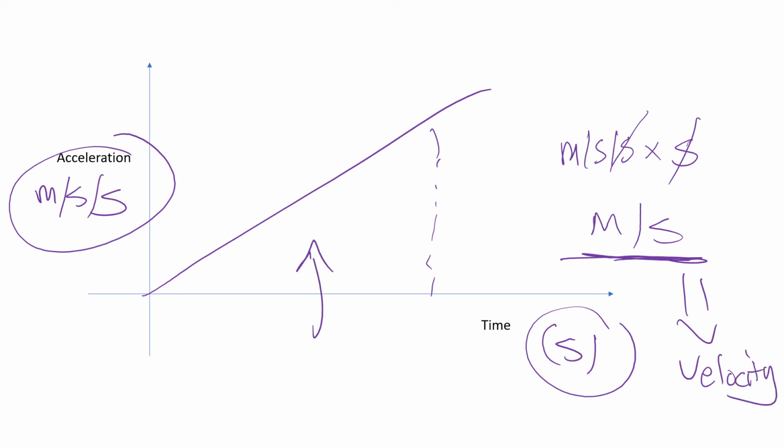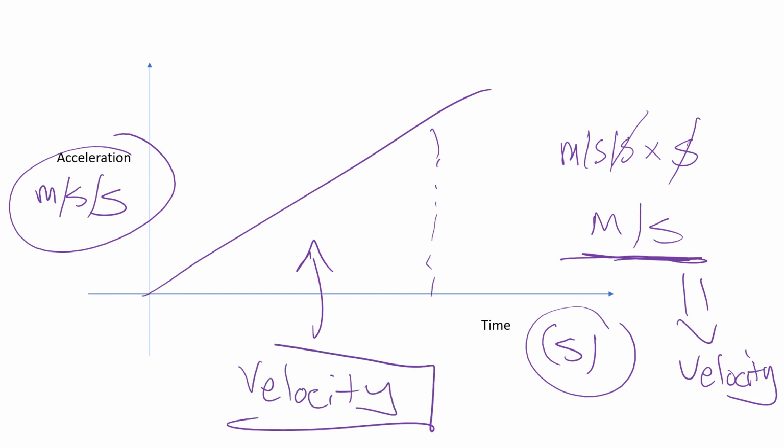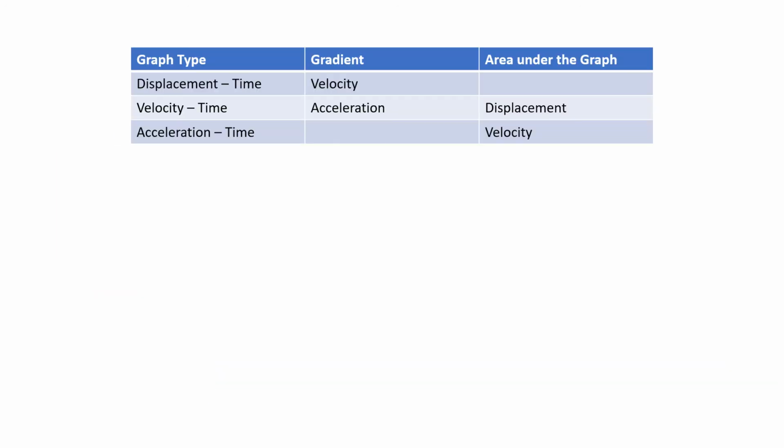So the area under the graph of an acceleration time graph will be velocity. I've done a little bit of a summary here for you. This is the graph type, displacement versus time: the gradient gives us velocity. Velocity time graph: the gradient gives us acceleration. Acceleration time graph: there's not really much information it gives us.